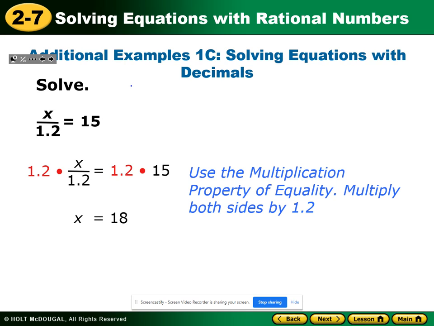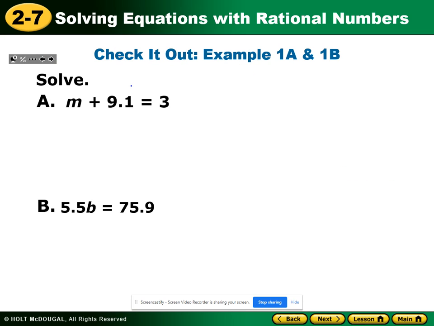All right, they did the same thing I did. They got 18. Here, step in, try these out. You know what to do here. Make sure you have your placeholder. All right, I'm going to subtract.